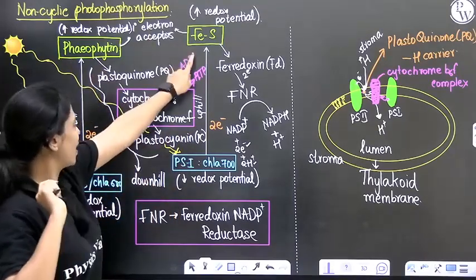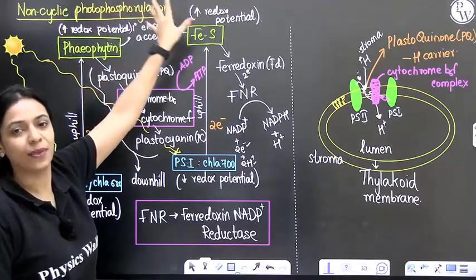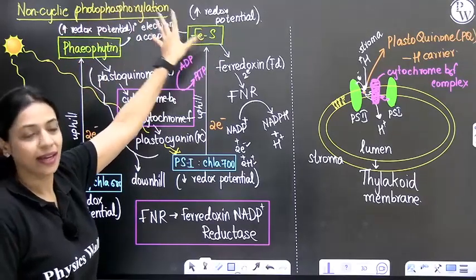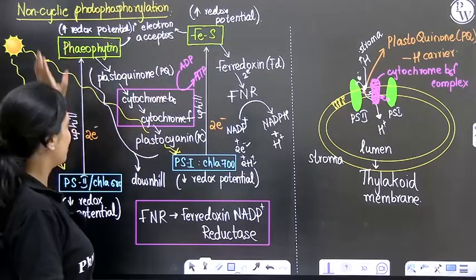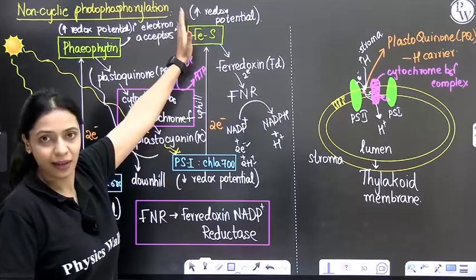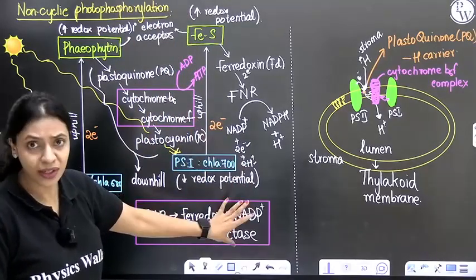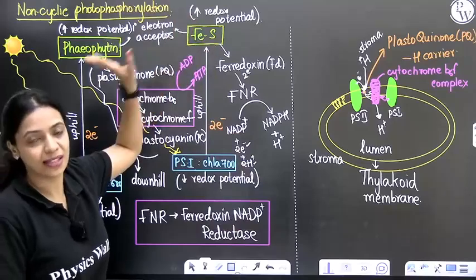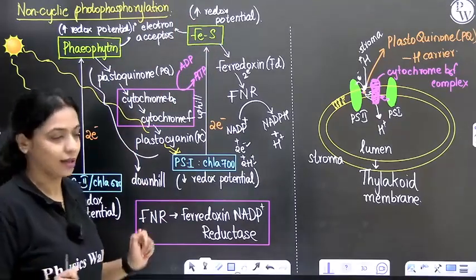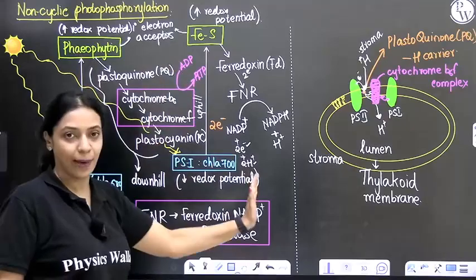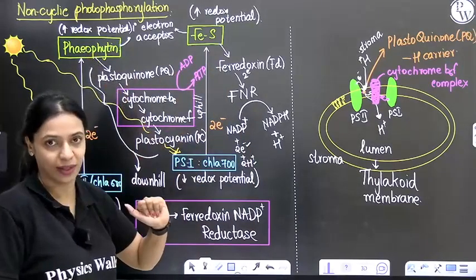Which is the primary electron acceptor for PS2? It is pheophytin. Which is the primary electron acceptor for PS1? It is FeS, which is an iron sulfur protein. Both of these are happening uphill. Electron is being transferred from a molecule that has a lower redox potential to a molecule that has a higher redox potential, and for that, energy is used from sunlight. Now, whatever electron transport happens after this will happen downhill. Over here also it's downhill, over here also it's downhill.